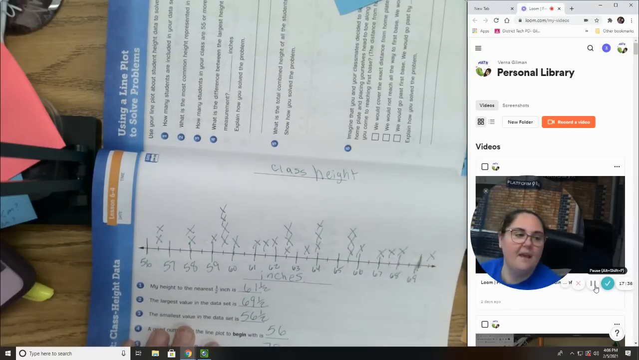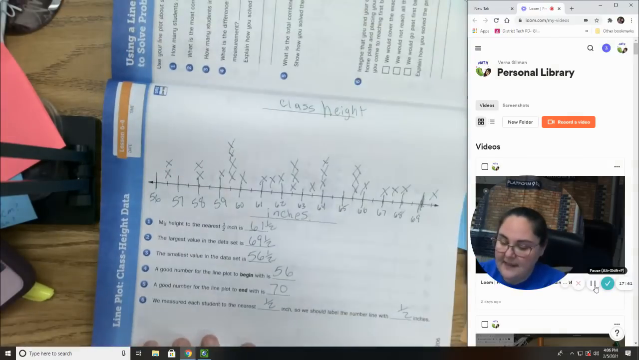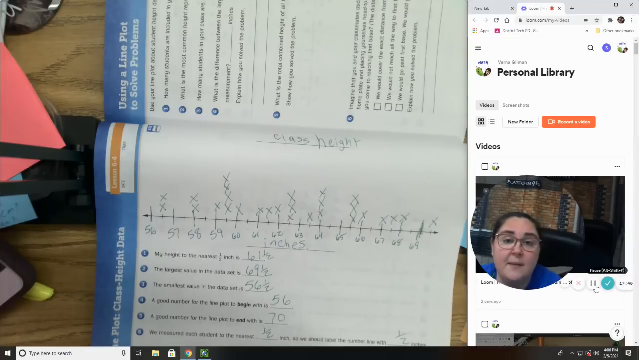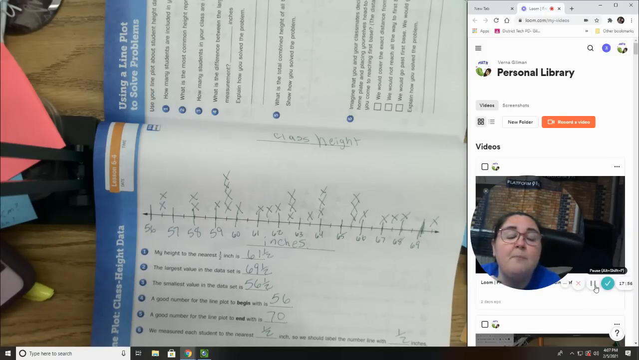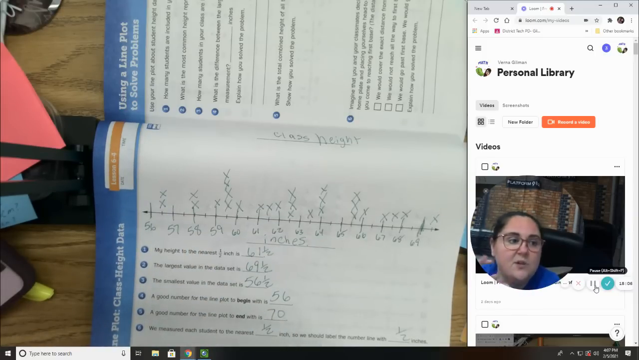Okay. Now, with this data that we have, I can find a lot of information. I can tell you what's the shortest height in my class. I could tell you the tallest height. I could tell you the difference between the two. I could tell you the height that was the most common. I could also tell you a few heights that we never even reached. Like there are some that kids aren't even that high, right? So there's a lot of questions that I now can answer with this graph. And that's what we're going to do.